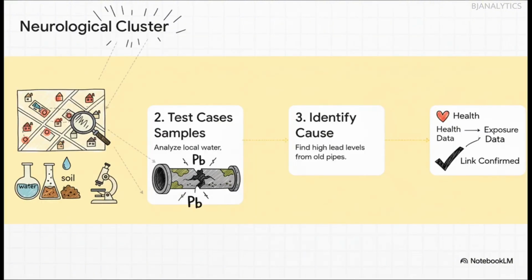So picture this, a town where a bunch of people start reporting really strange neurological symptoms. An environmental epidemiologist gets to work. First, they map out exactly where the cases are. Then they start testing everything, the water, the soil, the air. And bingo, they find the culprit. High levels of lead leaching from old corroded pipes. By lining up the health data with the exposure data, they can confirm the source and push for the changes needed to make that town's water safe again.